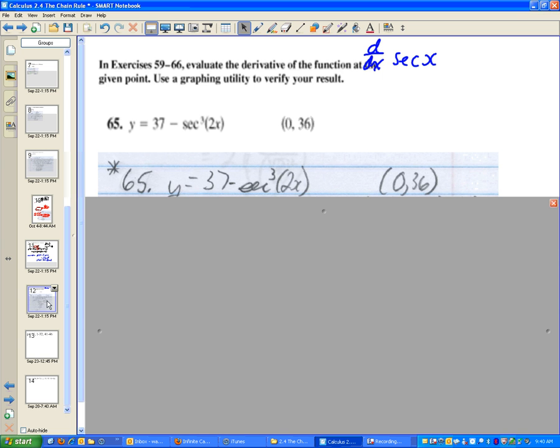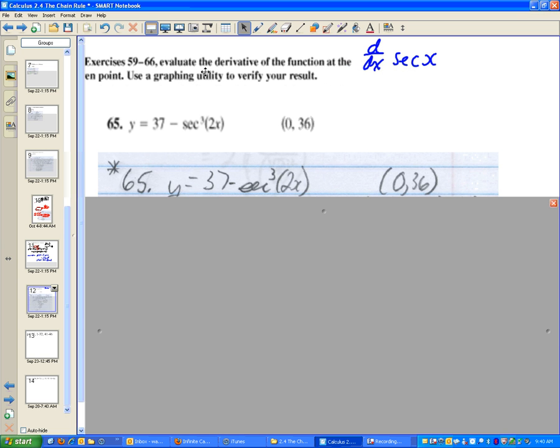what's the derivative of the secant of x? It is the secant of x times the tangent of x, correct? All right. What's the derivative of the secant of u? But not x. Secant of u times the tangent of u times the derivative of u. However you want to write it, u prime, du dx. Okay?